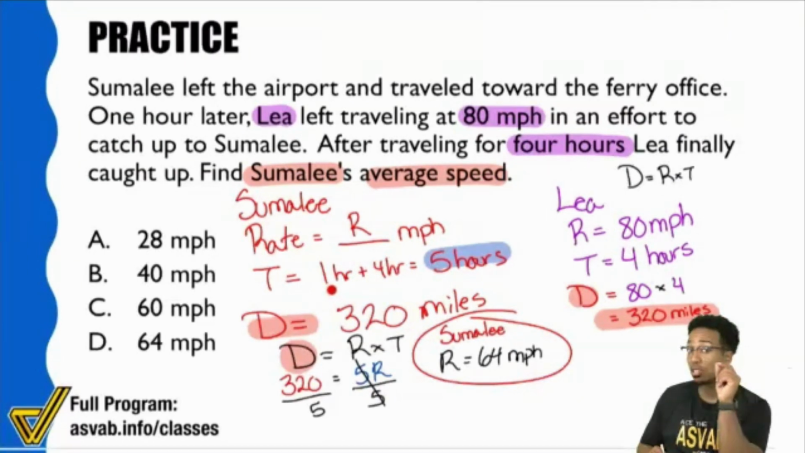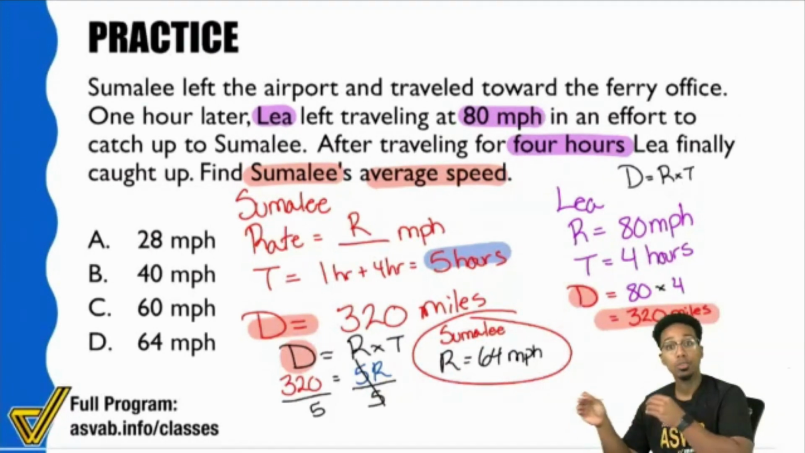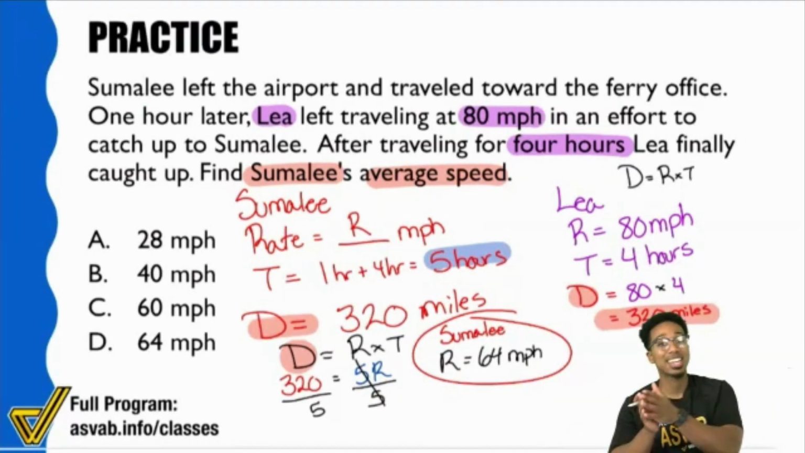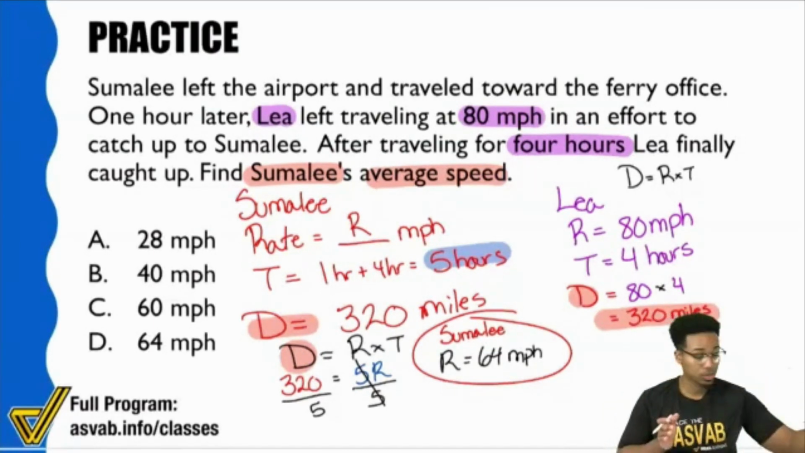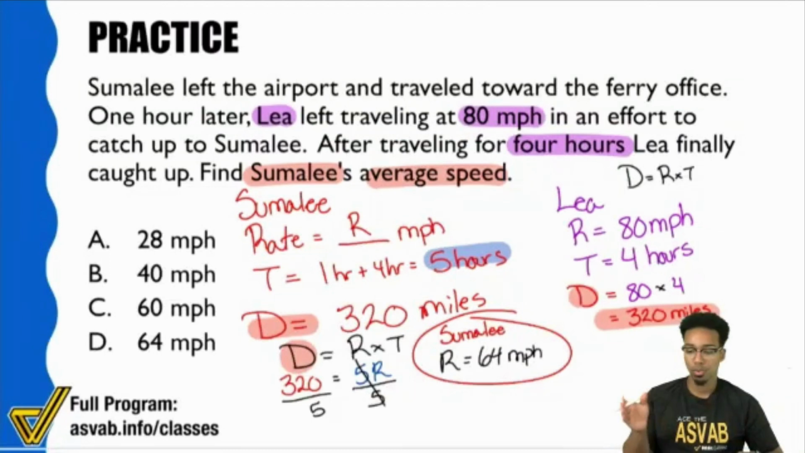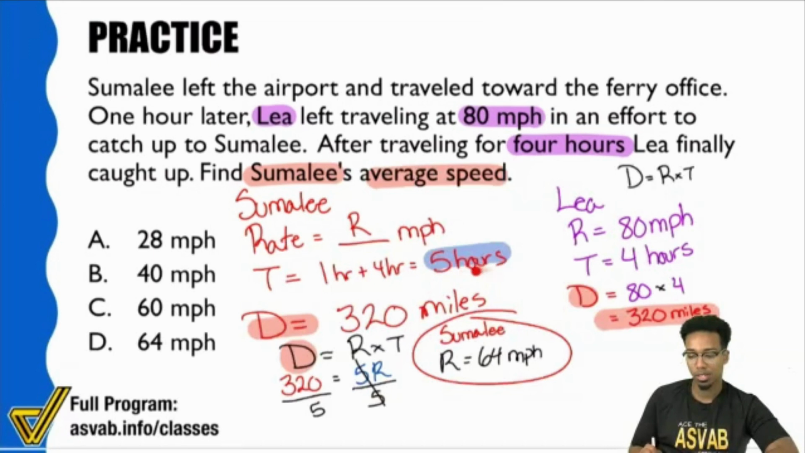But that is not Suma Lee's total time, because Leah drives for 4 hours, which means Suma Lee is also driving during those 4 hours. So again, Suma Lee gets a 1 hour head start, then 4 hours later after that, Leah gets caught up. So boom, 1 hour plus 4 hours, that's where the 5 hours comes in. So Raymond, great.